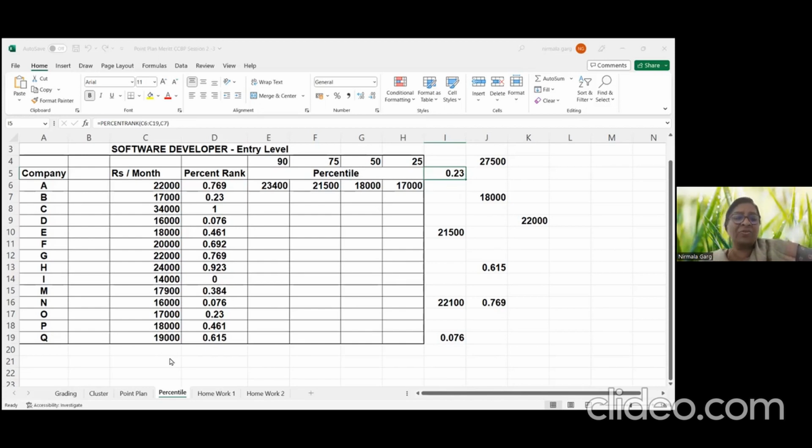Simple. There are some statisticians also. Sneha is an analytic person. So, how will I find out the 80th percentile of this? Simple. What will I do?